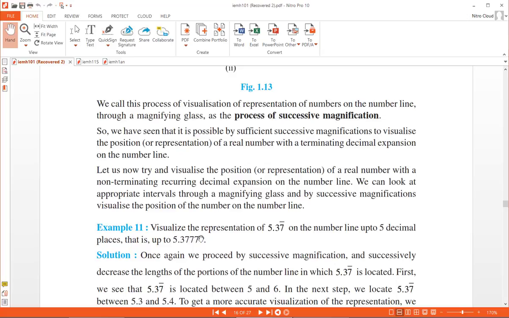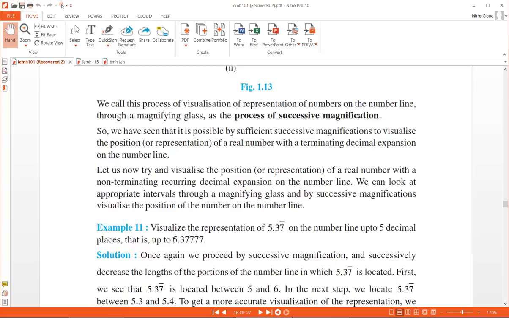Now in example 11, suppose I want to represent 5.37 with a bar. It means 5.3777, where 7 is recurring. And it is being told to me that I want 5 decimal precision. So till 5 decimals I will write this value. So it's 5.3 and 4 sevens here.